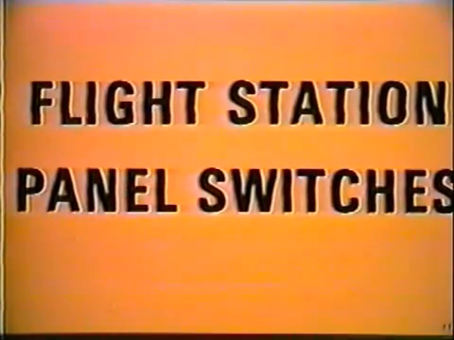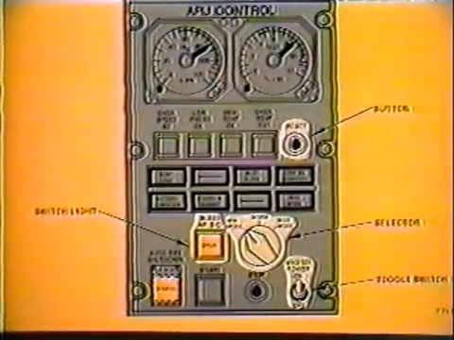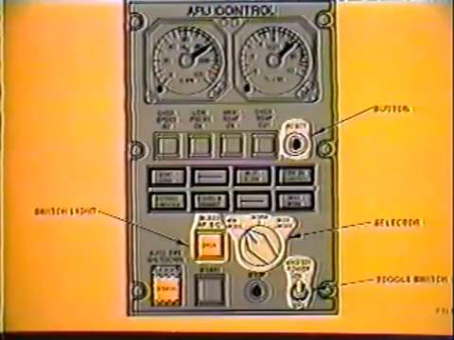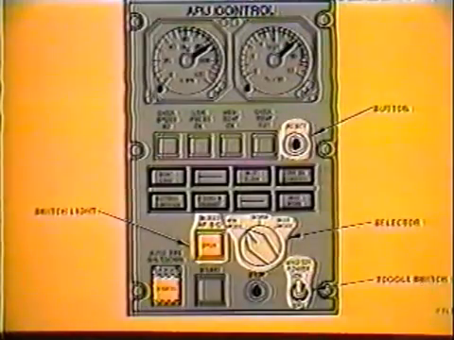Flight station panel switches. There are several different types of switches used on the L-1011. All of these different types can be seen on the APU panel. These types are button, selector, toggle switch, and switch light. The switch light may be new to you, so it will be explained.